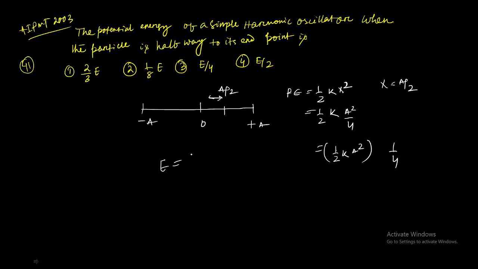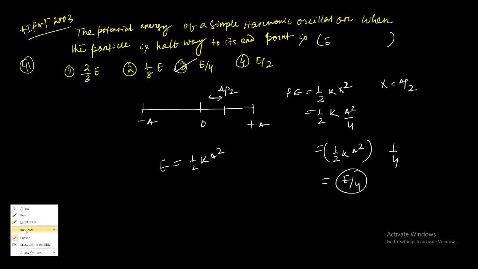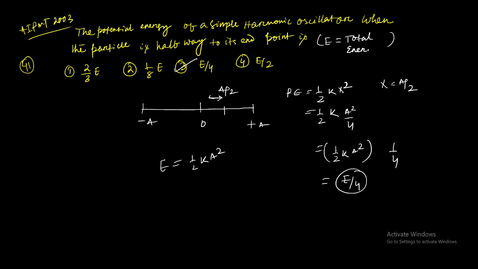So E is basically your total energy. E equal to total energy, you know that, half k a square. So this is equal to E by 4. So option number 3 will be correct. So you could remember, right? E is total energy, so you know this one, E is total energy, E by 4.